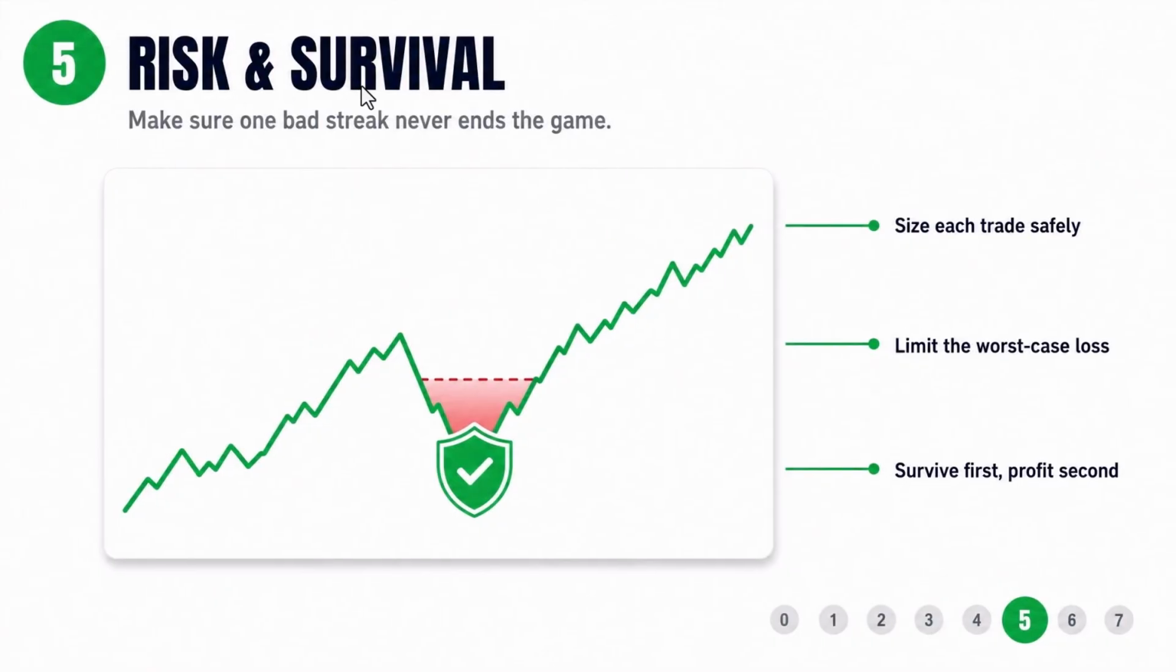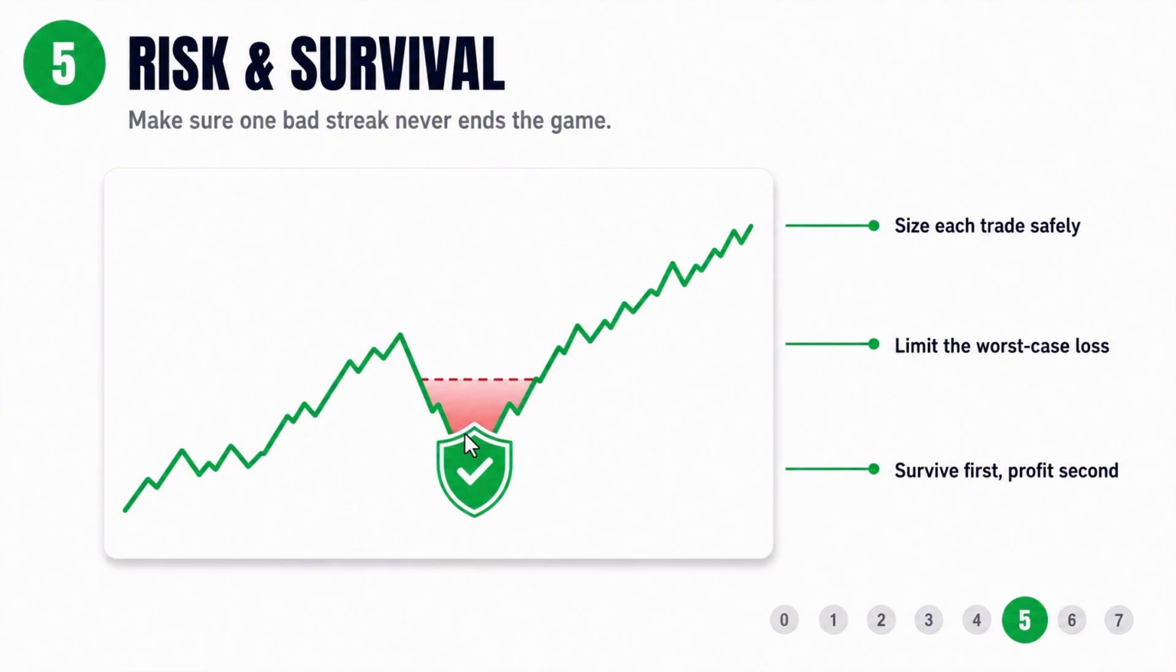Phase 5 is risk and survival. We're gonna make sure that one bad streak never ends the game. For example, if you see this equity curve, it looks beautiful and it's making money, right? But if you see this drawdown right here, this is a big drawdown. Yes, we made money, but if we are running this strategy on prop firms, which is basically what everybody trades now, this drawdown right here can be 10%, can be 15%, can be 20%, which is very bad, right? Even though it recovered and made money in the end, you blow your account because there is a trailing drawdown.